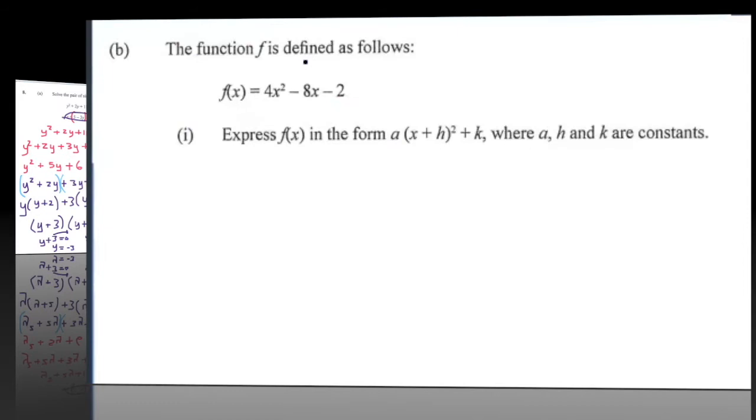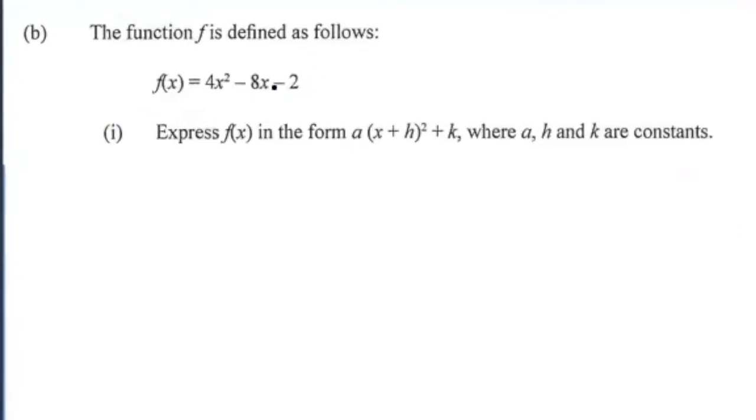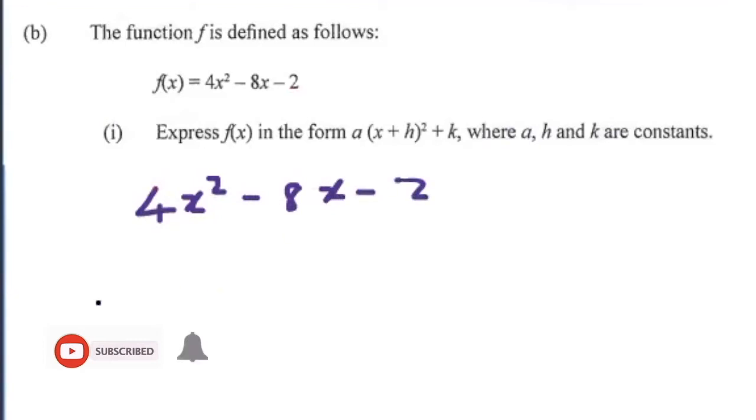The function f is defined as follows: 4x squared minus 8x minus 2, expressed in the form a, open bracket, x plus h all squared plus k, where a, h, and k are constants. The first method that I'll be doing is factoring out the 4, but before I do that, I'll have 4x squared minus 8x minus 2. Now I'll be factoring out 4.